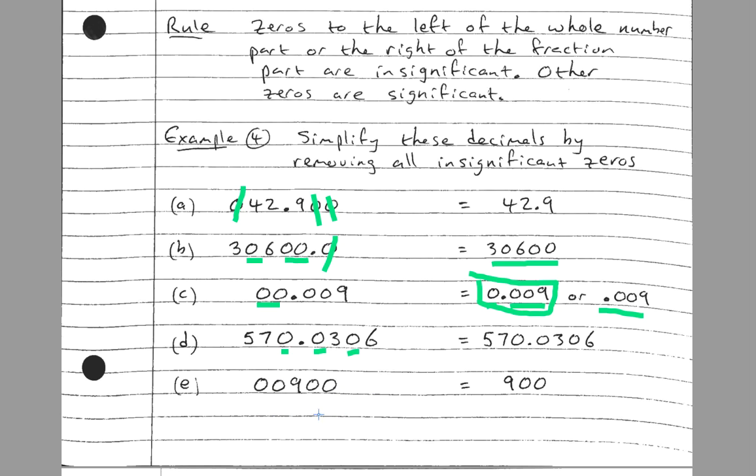So this is the whole number part. Okay, so checking our rule, zeros to the left of the whole number part are insignificant. So it's these two we can remove. So this number is really 900. Like I was saying before, there is a kind of hidden decimal point. It's here on the right.